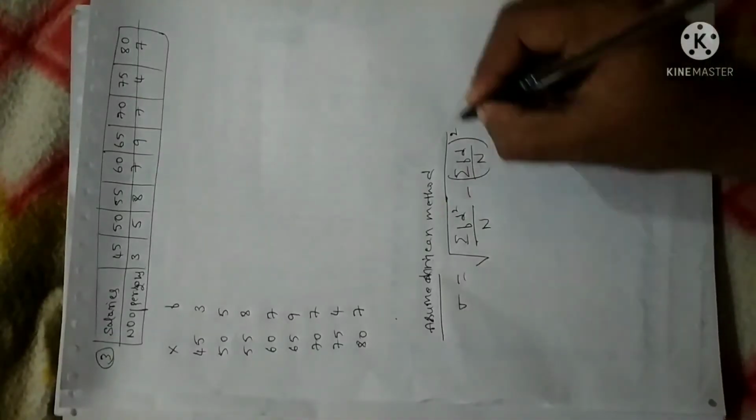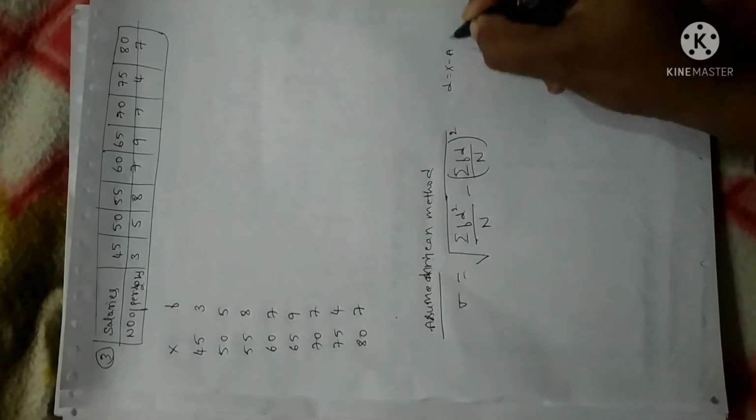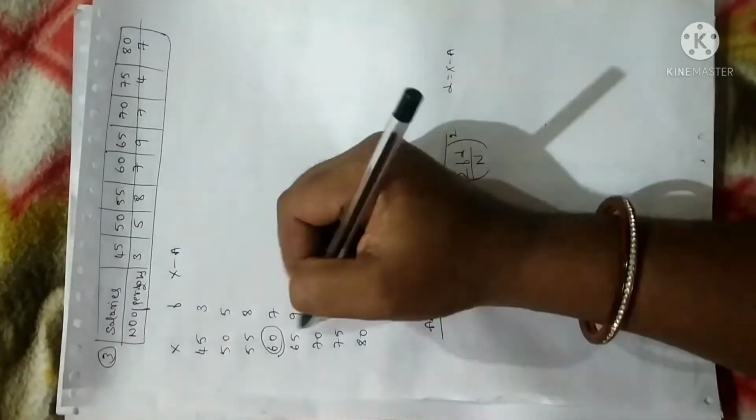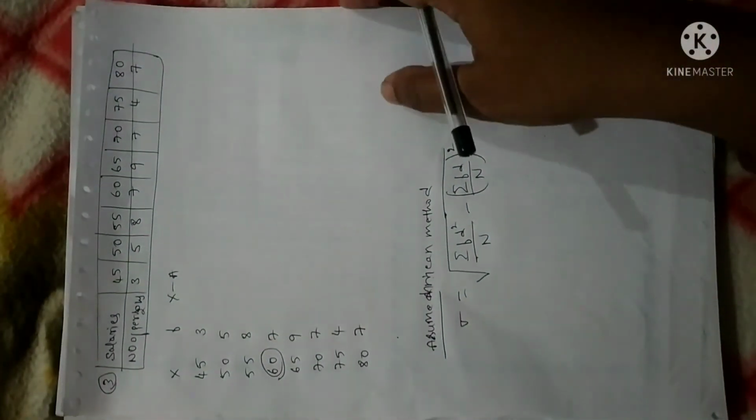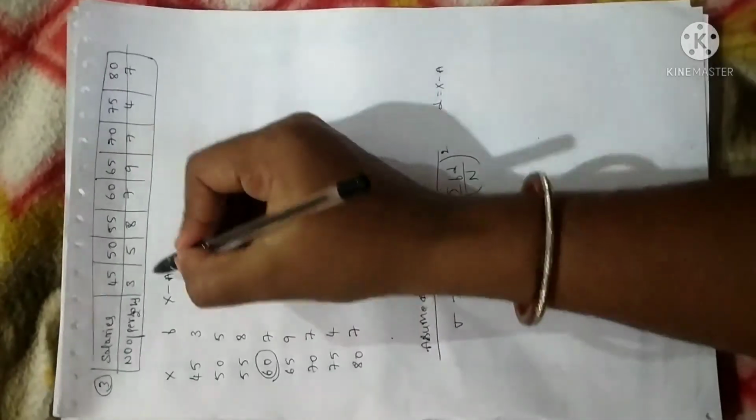Now we need the value of d. I have already told you d will be x minus a. Now let me assume the mean as 60. If you want, you can assume 65 also. Whatever mean you assume, you will get the same answer. It doesn't make much difference. So a is 60.